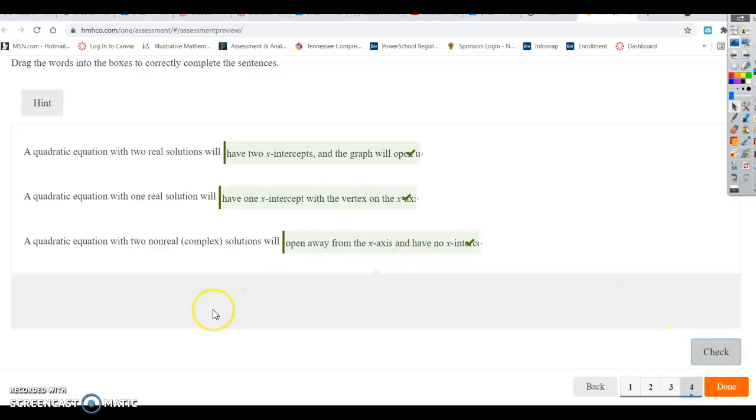So there you go. There are some more examples of the quadratic formula and the discriminant. Again, if you have questions, please let me know.